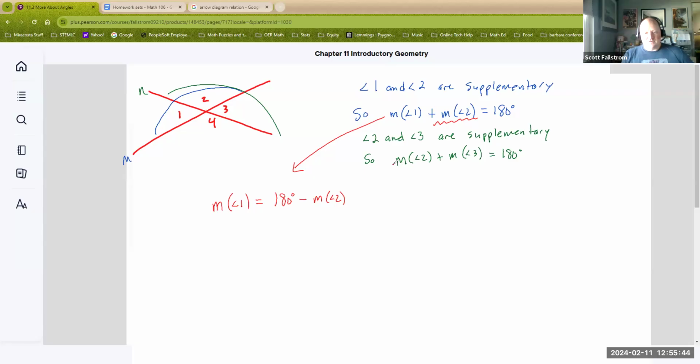And likewise, look at this one. Let's bring this one down here. I'll bring the measurement of angle 2 to the other side as well. So now what I'm saying is the measurement of angle 3 is equal to what? 180 degrees minus the measurement of angle 2. Got it. Okay.